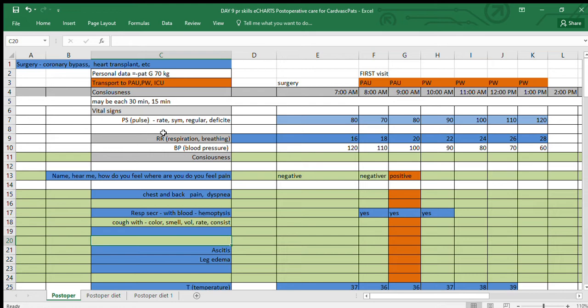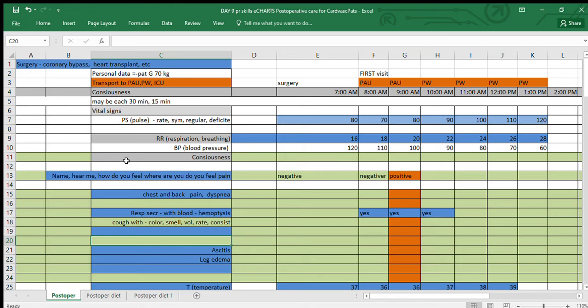Irregular respiratory rate, which is below 12 and above 20. We need to check for blood pressure. In this case, at 7 a.m. our patient had 120 millimeters of mercury at 7 a.m. and it gradually decreased as we progressed into the afternoon.